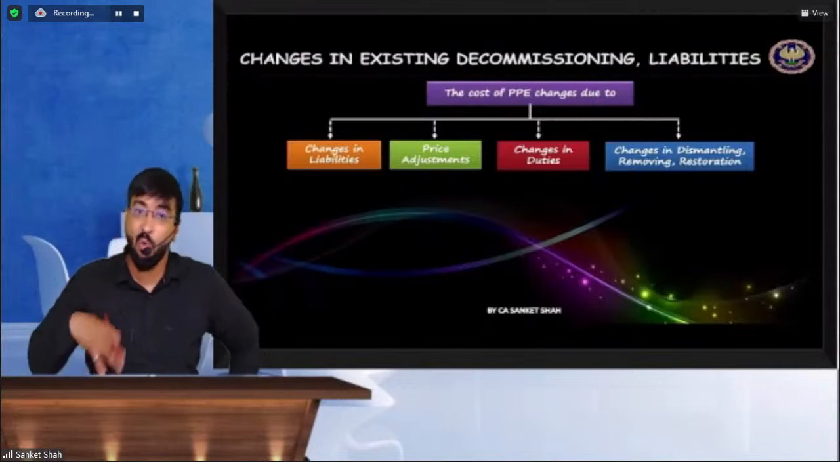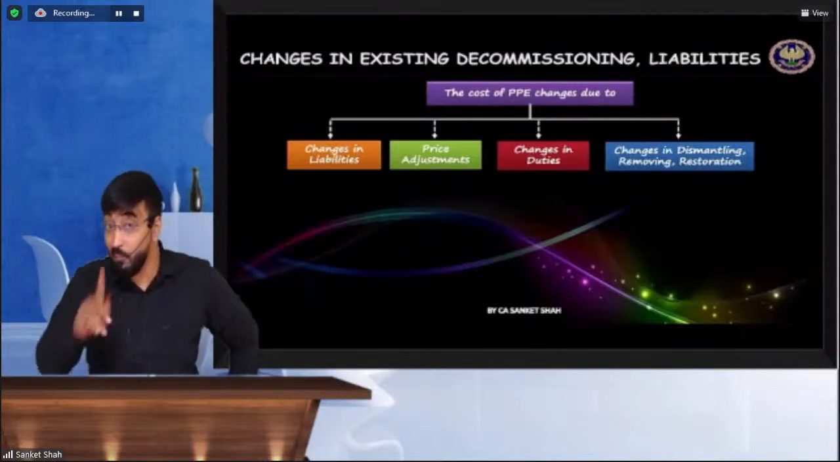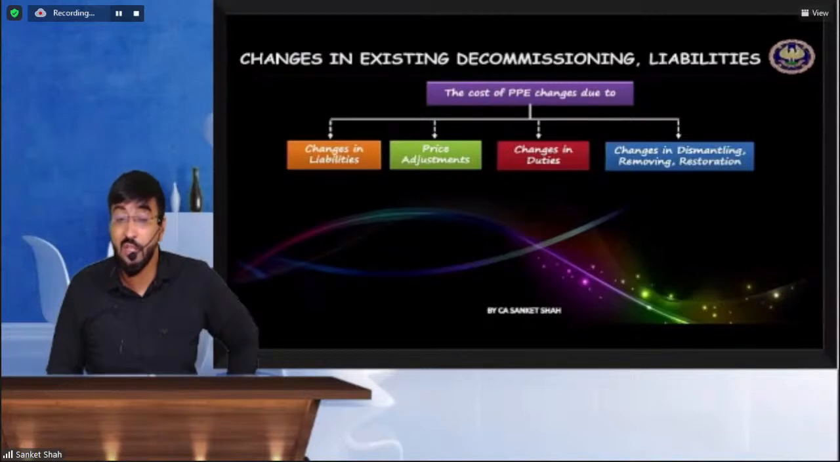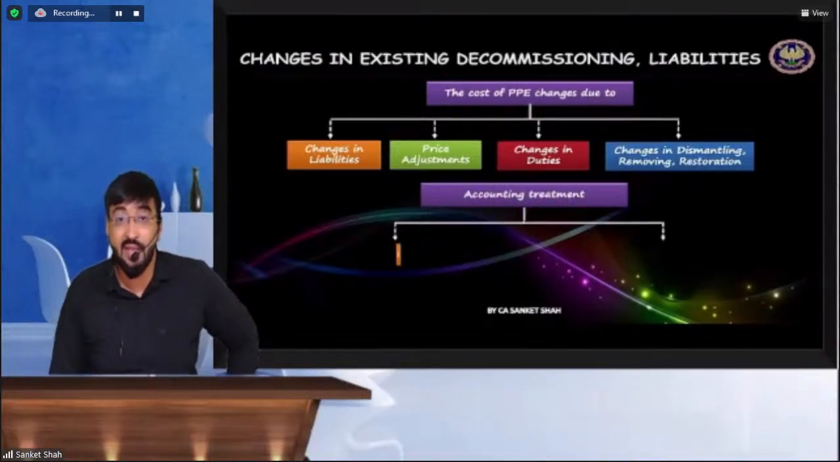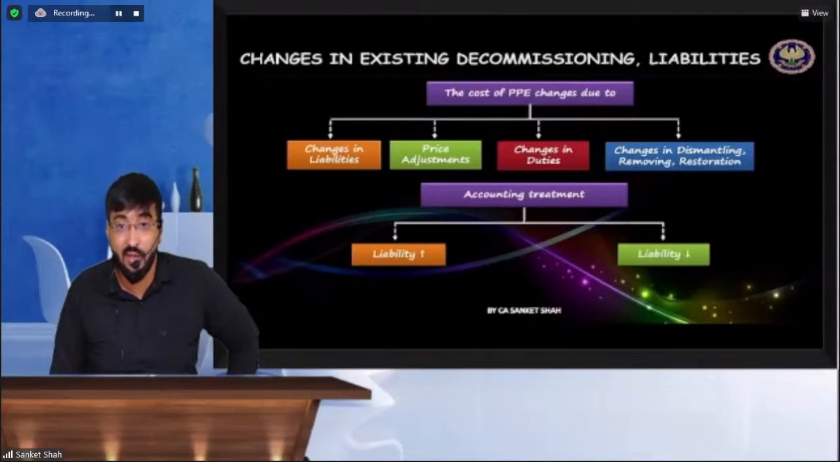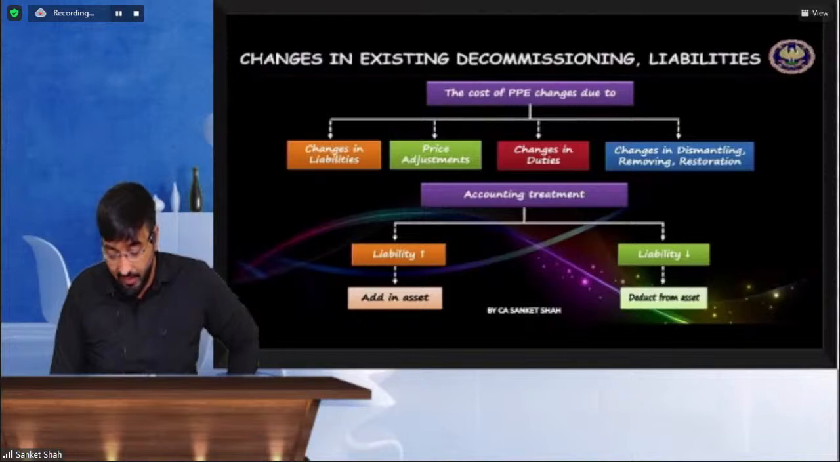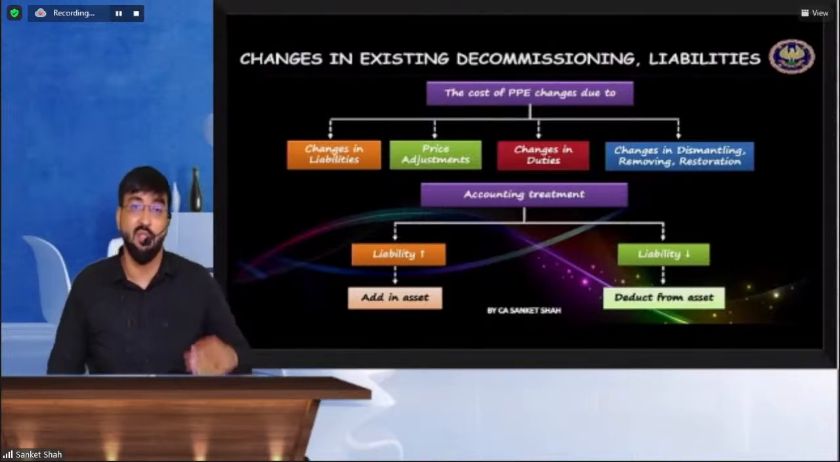When the time comes to dismantle the asset, as I told you that day, decommissioning charges you will have to record at the beginning. And those decommissioning charges in liabilities, what you are going to do? Yes, you will record it as S29. Liability component, if it increases, it is added to the asset, and if it decreases, deducted from the asset. So the entry is very easy.